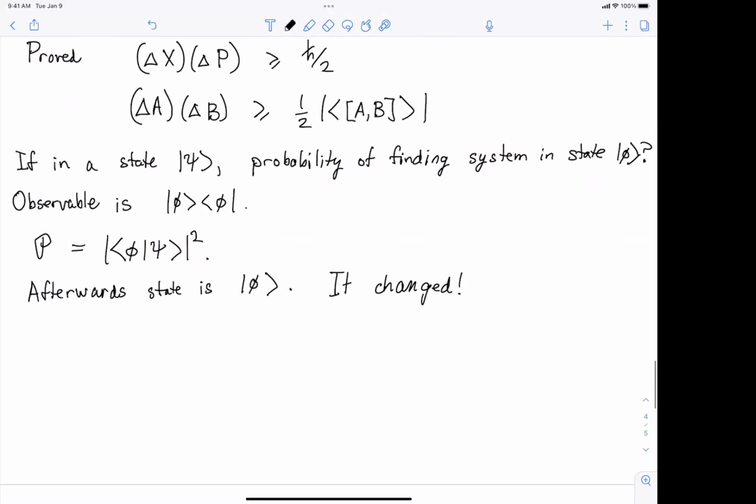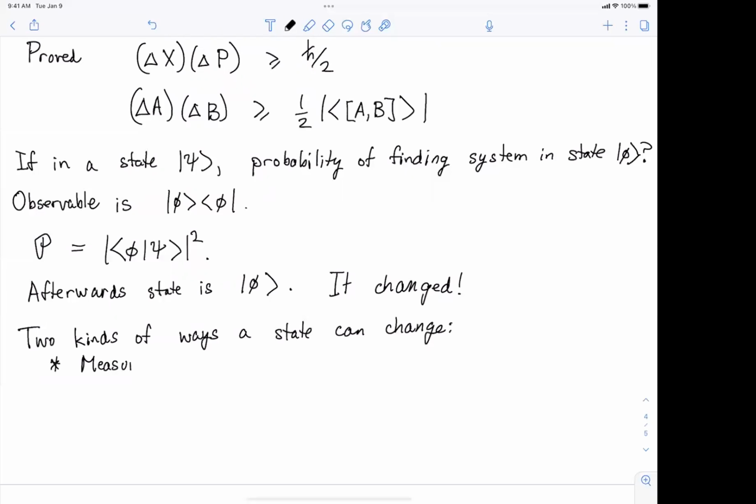So in fact, there are two very different ways a state can change in quantum mechanics. One is measurement. If you make a measurement, you will often change the state. That's postulate 5. And what we got from that postulate is that psi changes into the projection operator for alpha times psi.